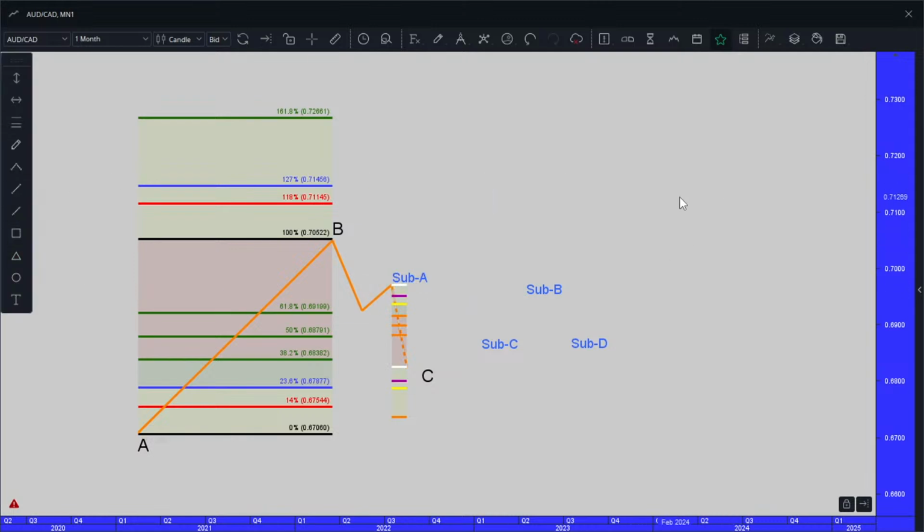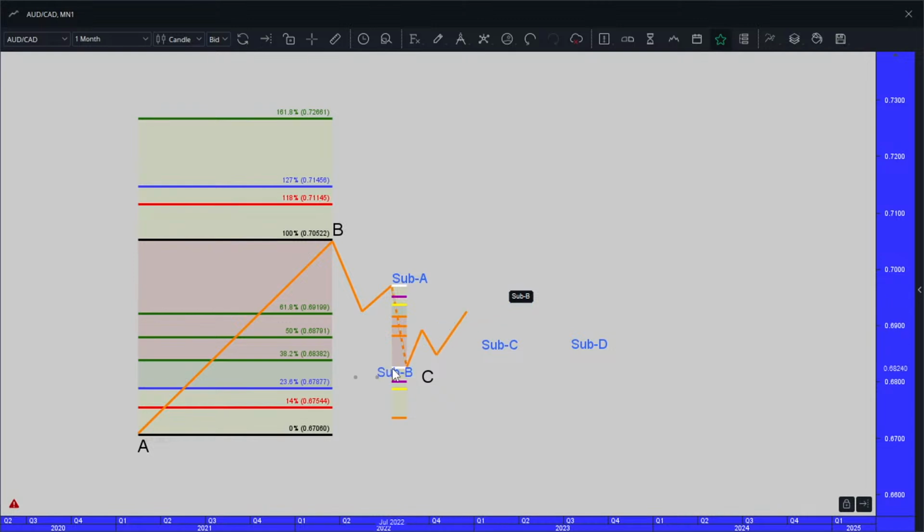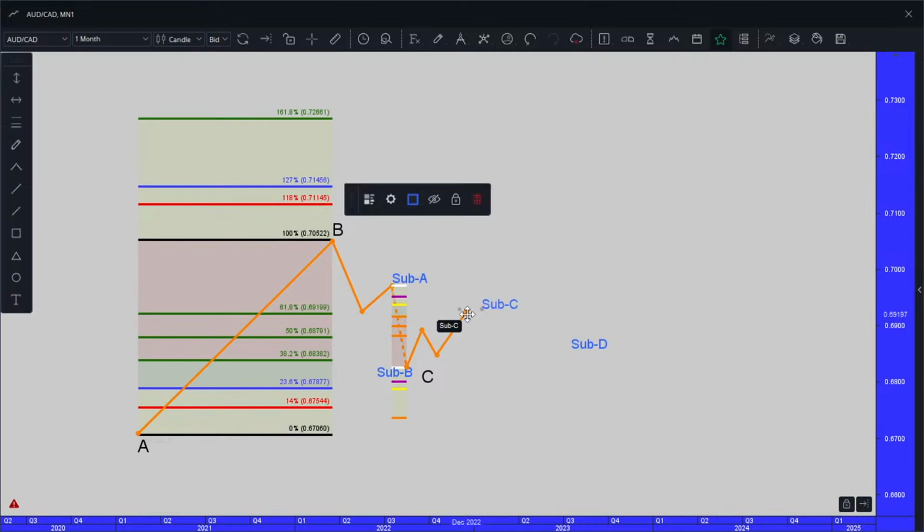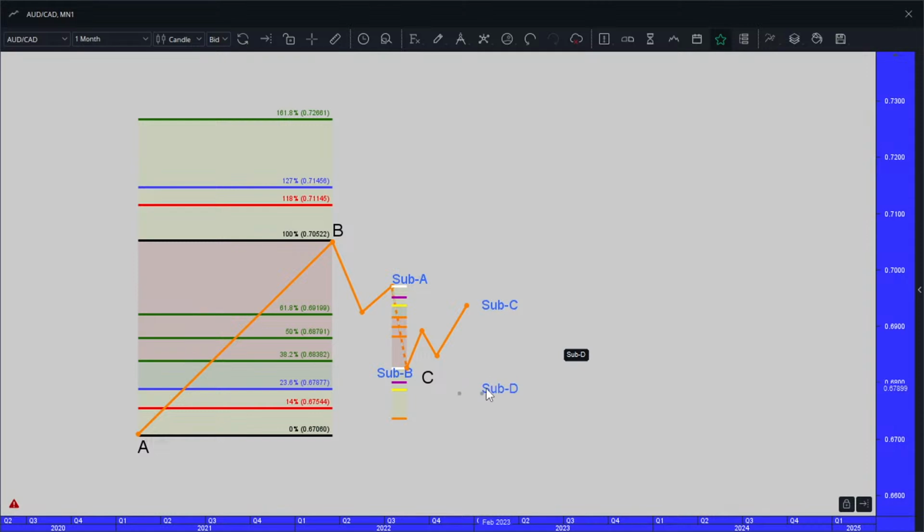So question number one, everybody, what Fibonacci are we trading? It's a general question, right? Look at the price action and tell me what Fibonacci would you trade? Sub A, sub B, sub C, yellow goes to yellow, and the projected sub D extension, of course, is down here, right?